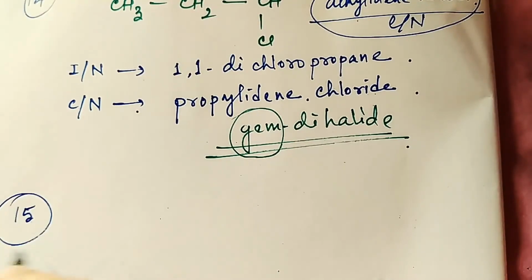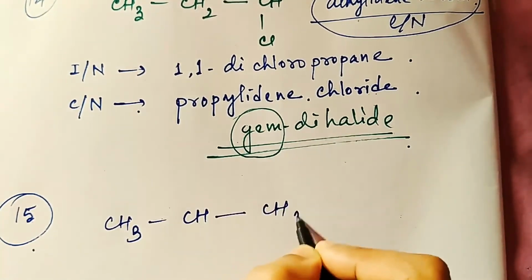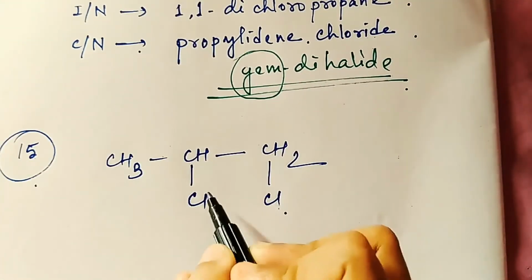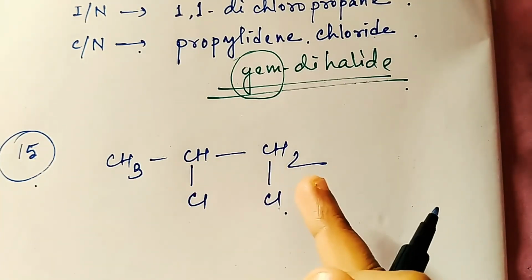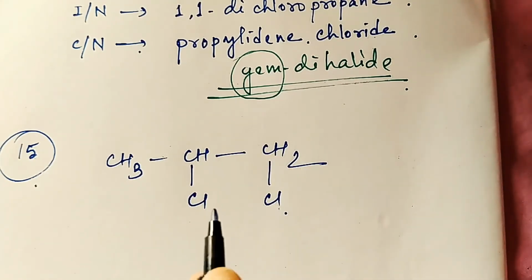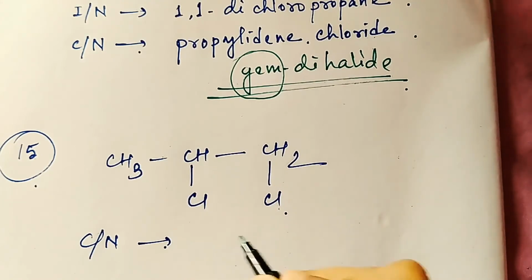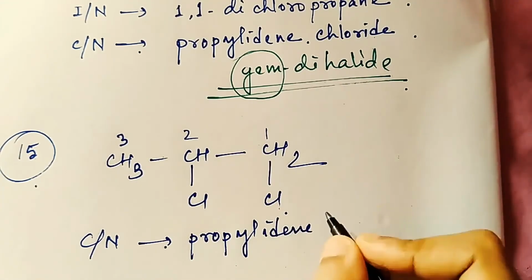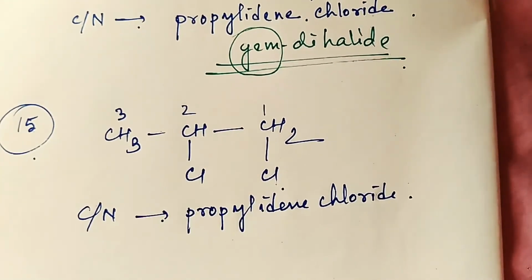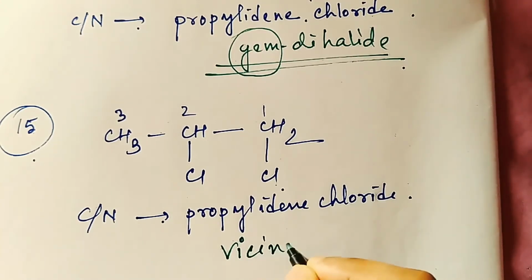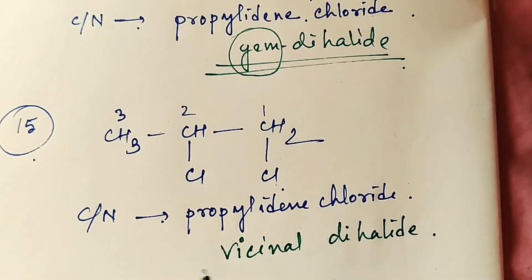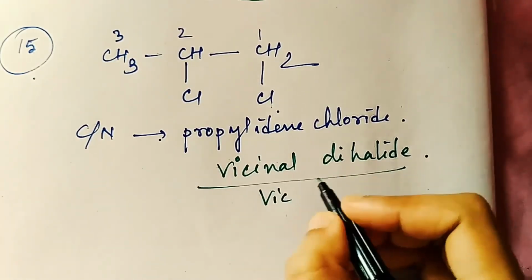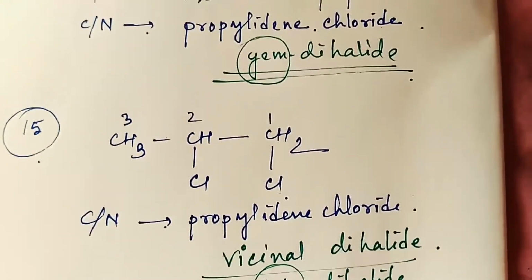Now come to the next example. Suppose CH3, CH, CH2, and here is one Cl and here is another Cl. Now see, here 2 halogen groups are present on the adjacent 2 carbon atoms. Okay, 2 adjacent carbon atoms, 2 halogen groups are present. So in that case, the common name will be same, 2 halogens, so alkylidine halide. Here 1, 2, 3, so propylidine chloride, right? But the 2 halogens are present on the adjacent 2 carbon atoms, so here the prefix is vicinal dihalide. Okay, or you can also write this dihalide. You have to remember this.